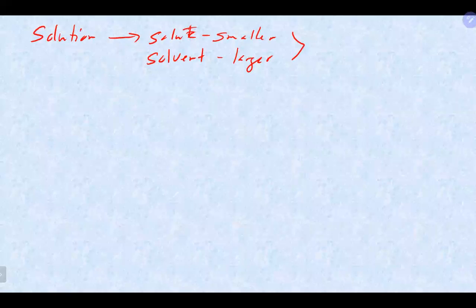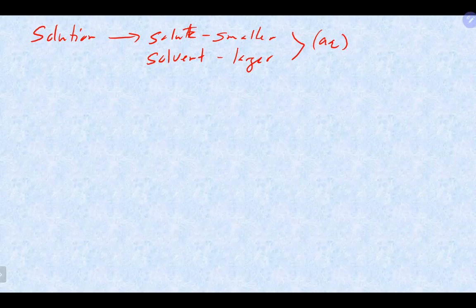We started talking about solutions last time. And remember that a solution is really made up of two parts. It is the solute, which is our smaller part, and we also have our solvent, which is the larger part of the solution. Remember that those together pretty much make a solution, and those are the ones that get the aqueous symbol next to them.